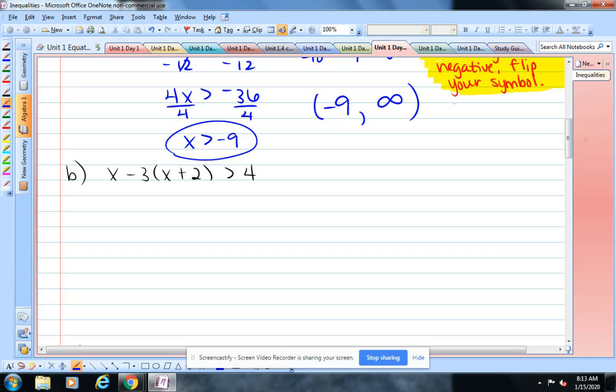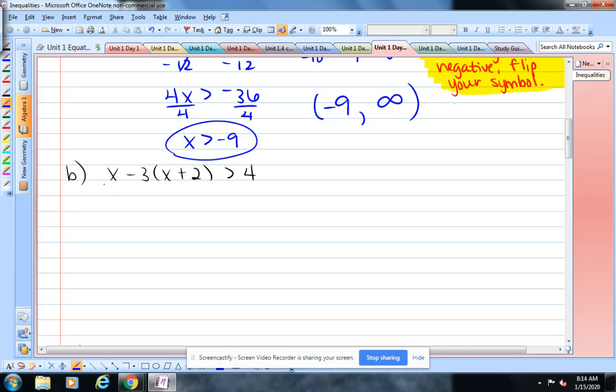All right. So to start with, you just solve for x, right? This one says x minus 3, parentheses, x plus 2, close parentheses, is greater than 4. Inequality because it doesn't have an equal sign. This one has what kind of sign? A greater than. What are we going to have to do first on this one to solve for x?